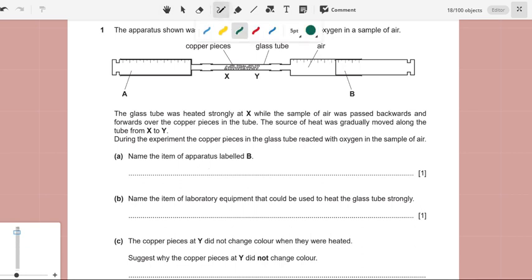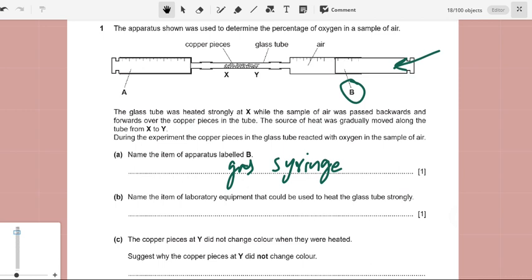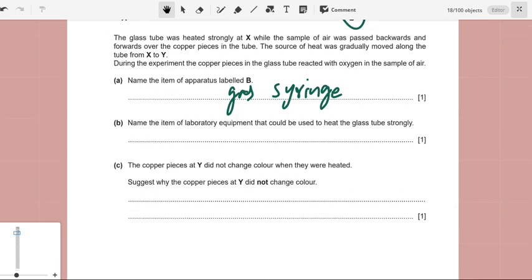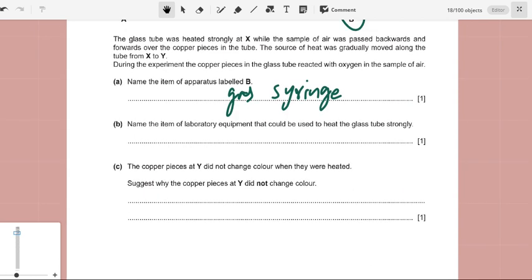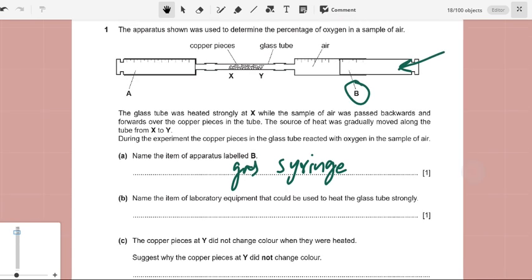So here is B. So it means that the apparatus is a syringe, or you have to write gas syringe. Now name the item of laboratory equipment that could be used to heat the glass tube strongly. So here you know that for heating purposes we use a Bunsen burner.